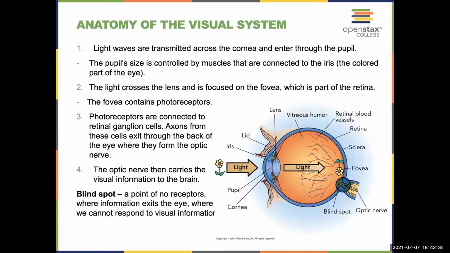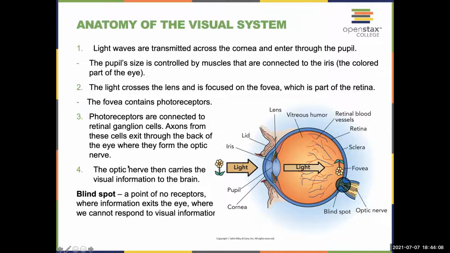So rods and cones, they're specialized cells designed to detect light that are connected to axons, and it's that action potential that goes out through the back of the eye. And your optic nerve is actually bundles of axons, right, that are going back to the occipital lobe, transmitting that visual information for processing.